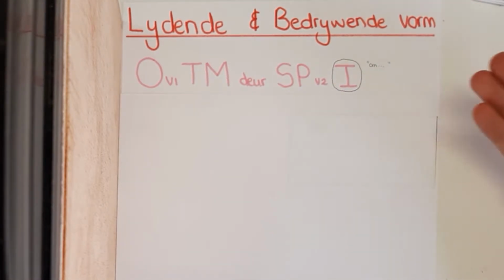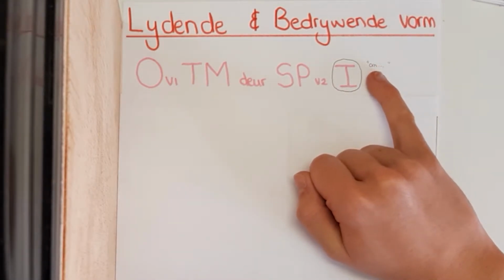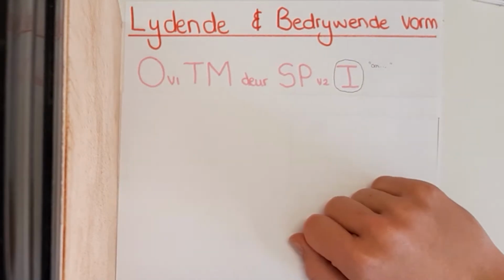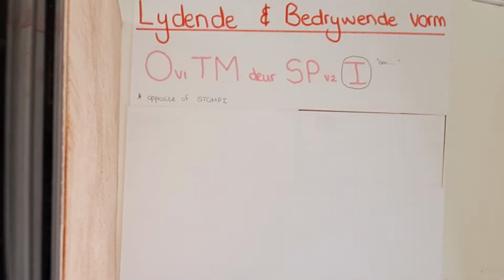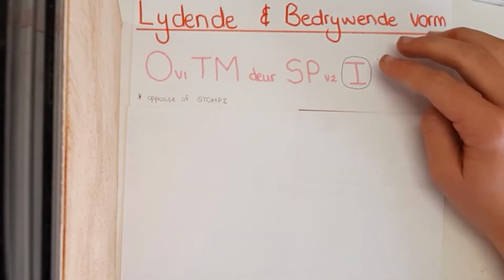People struggle to identify their infinitives, so just some help. An infinitive will always start with "om" and then it's till the full stop at the end of your sentence. The opposite of Lydende Bedrywende Vorm is stompie, which we'll look at in another video.